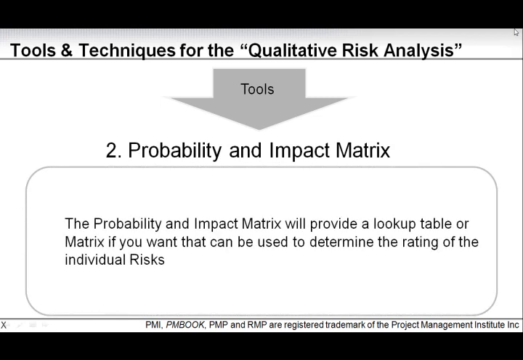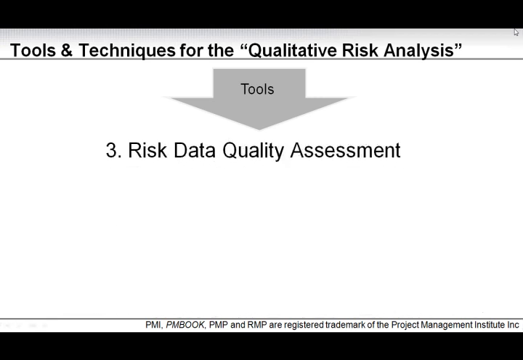Another tool that we are going to make use of is called the probability and impact matrix. The probability and impact matrix provides a lookup table, or matrix if we want, that can be used to determine the rating of the individual risk. So you plot in probability and impact, and then you can look up and determine the rating of a risk.